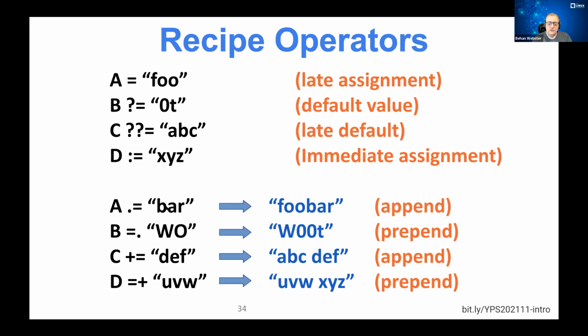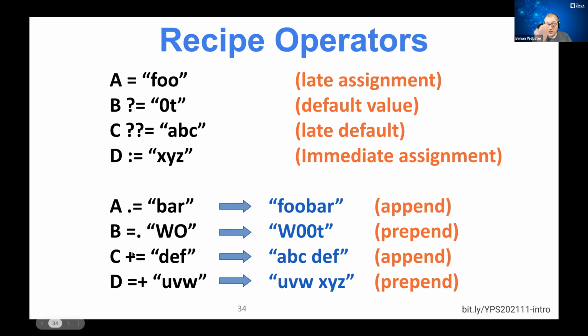Now we can do a dot equals to append to a variable. You'll notice that if we start with A being foo, if we do an A dot equals bar, we'll get foobar. There's no implicit space when we append. We can also do what's called a prepend by doing an equals dot. This is a made up operator for BitBake. Here we have a W0. If we prepend to that, if we take B, which is 0T, and we prepend to W0, you'll see that of course you'll get a W00T. So again, prepend with no intervening space.